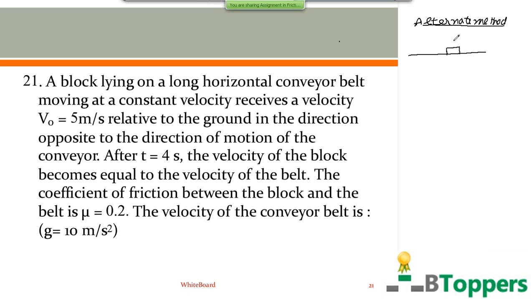So just as before, I choose the direction of the velocity of the conveyor belt towards the right, and the initial velocity of the block is towards the left side. So we can choose the direction of the initial velocity of the block as the positive x-axis, and the vertical upward direction as the y-axis.